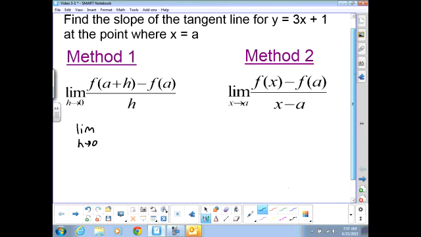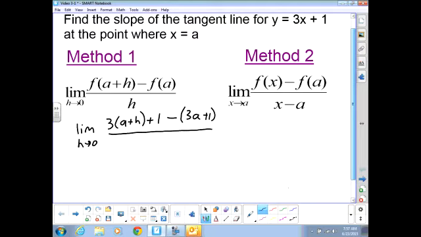So we're going to have f of a plus h. That means we'll sub in a plus h where there's an x. So we'll have 3 times a plus h, plus 1. So that is our f of a plus h, minus f of a. Now keep in mind, we're going to have to put this in parentheses. What f of a means is just replace all your x's with a's. So we'll have 3a plus 1, and that's all over h.